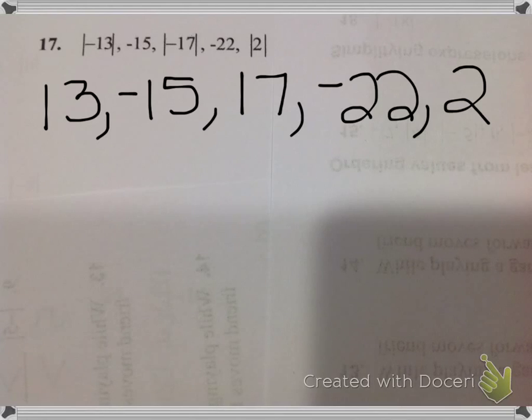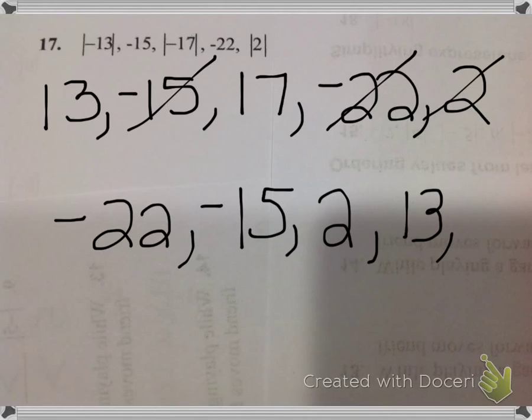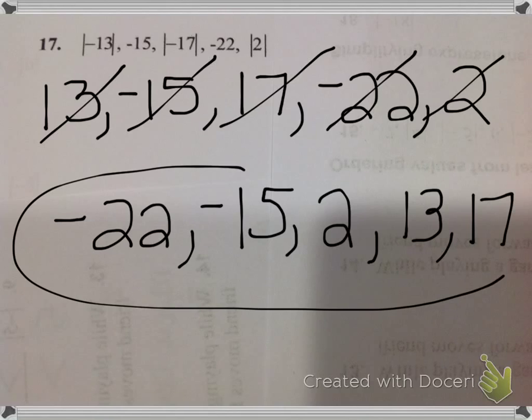Okay, now we have to order them from least to greatest. With the bigger numbers, when we have positives and negatives, we get confused. What is the least amount of money you could have? If you were negative money, the lowest amount you're going to owe would be -22. Okay, then we have -15, and those are always the hardest to order. And then we go to the positives, which are a lot easier. 2. And then 13, and then 17. And there's our answer there for number 17.